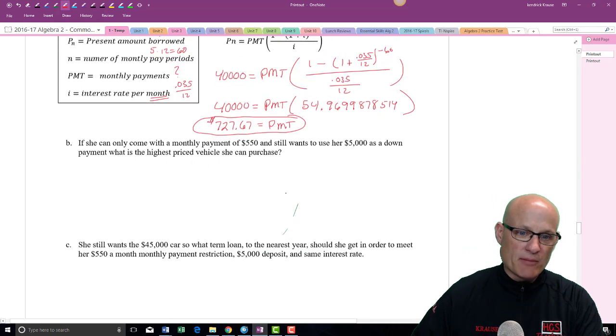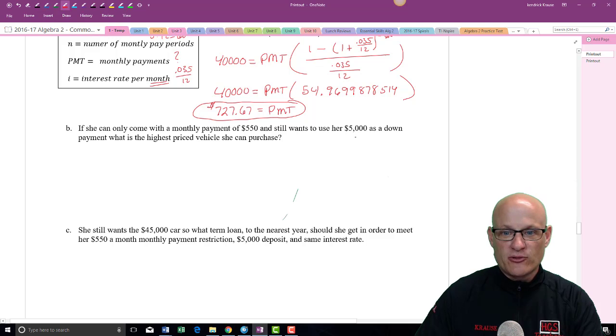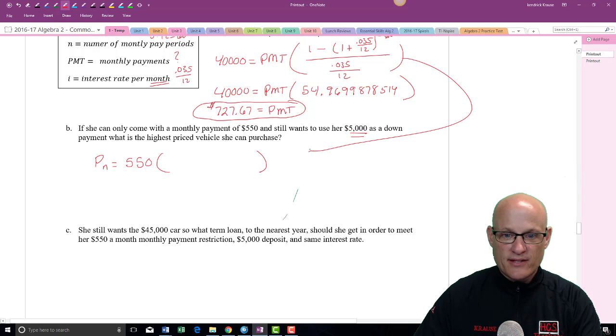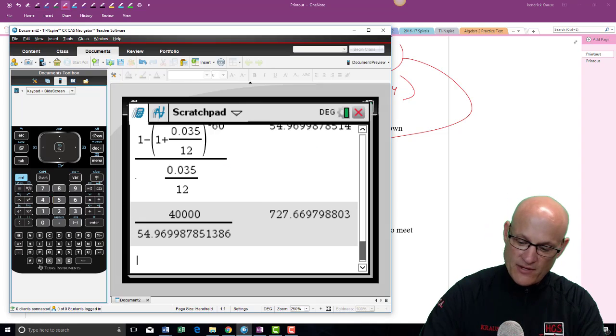If she can only come up with a monthly payment of $550 but still wants to use her $5,000 down payment, what's the highest price vehicle she can purchase? So we don't know what she can buy, but we know she can come up with $550. Now, the cool thing is I've already done all this math. It's here. So I just got to put 54.96998785514 and multiply by 550. There's a little bit more to do than that, but 550 times, go find it, don't retype it.